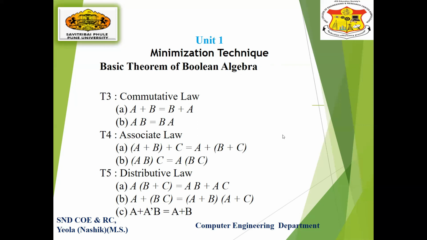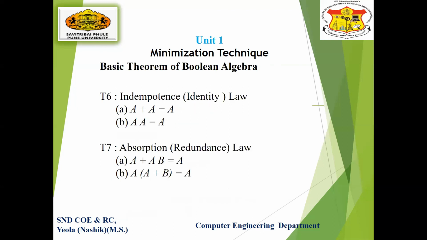De Morgan's theorems are always asked in the question paper, in the paper pattern. They may ask about Boolean algebra and Boolean laws, such as write down the commutative law, write down the associative law, or what do you mean by the distributive law. This type of question they may ask in your exam also. Then there is the identity law, and the absorption law, or we can say the redundancy law.